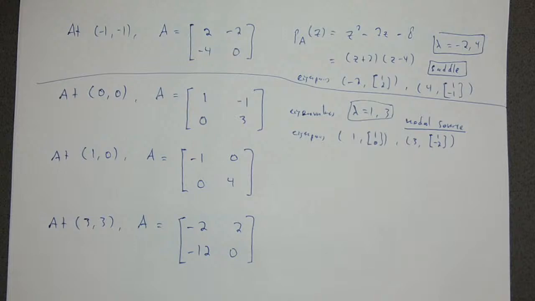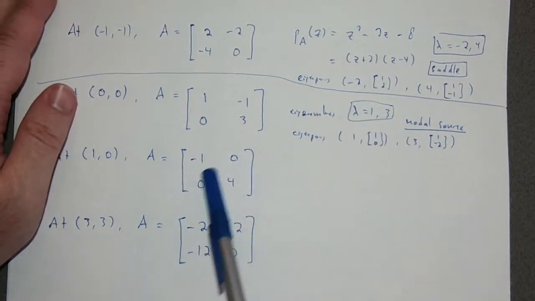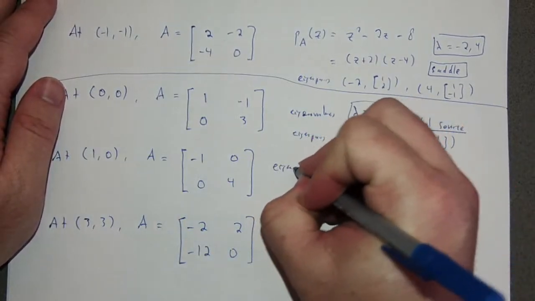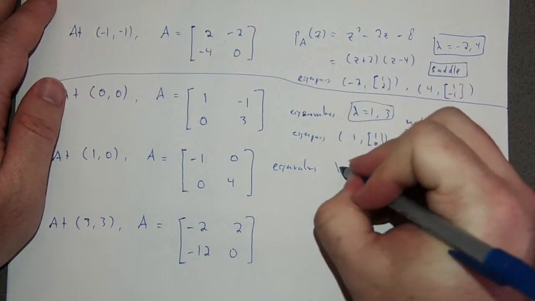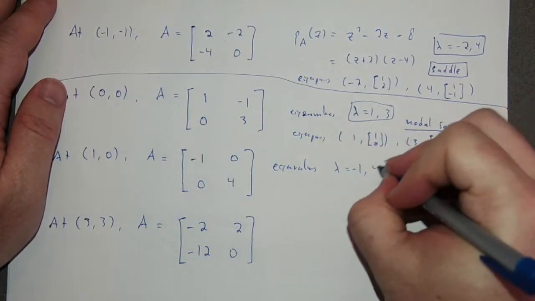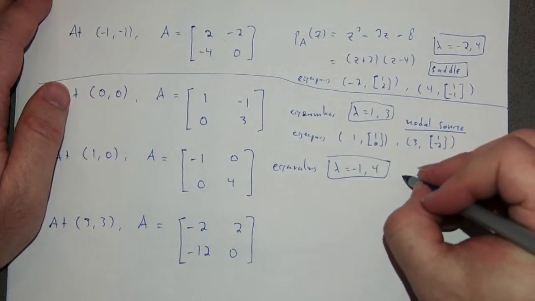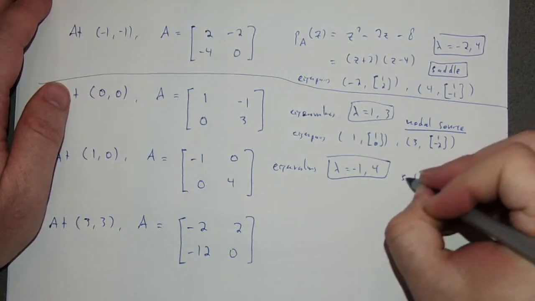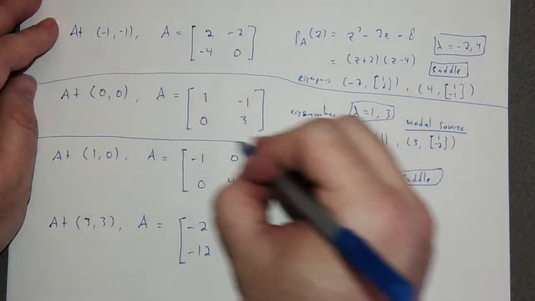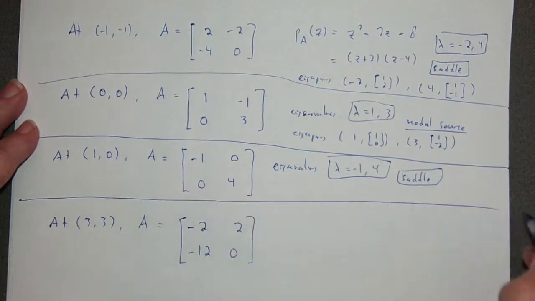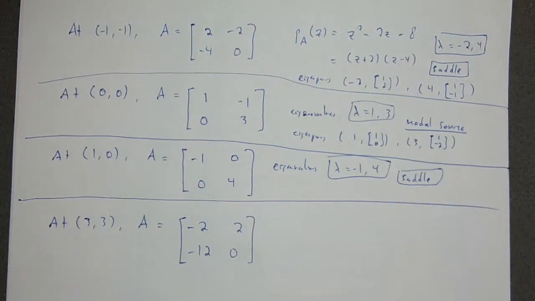All right. So what about the next one? What about this one? This is a diagonal matrix or upper triangular matrix, however you want to see it. So this has eigenvalues lambda equals -1 and 4. So real eigenvalues of opposite sign. So again, saddle. I could find the eigenpairs if I really wanted to, but I'm not going to.